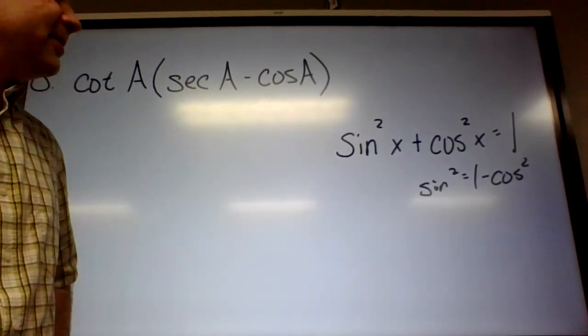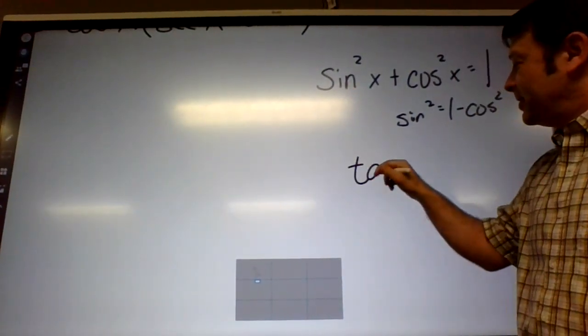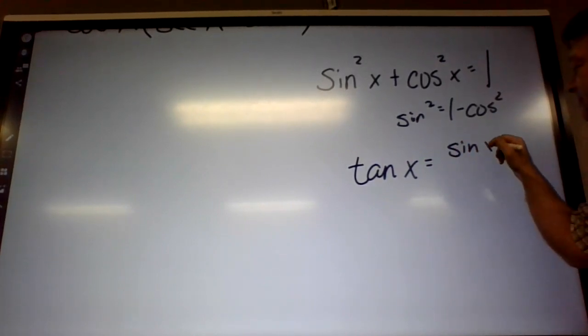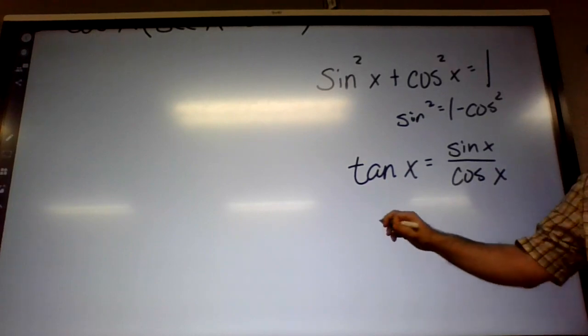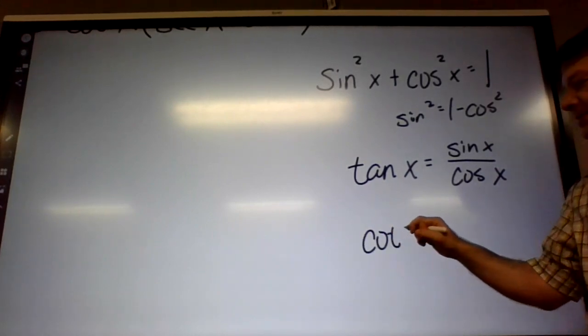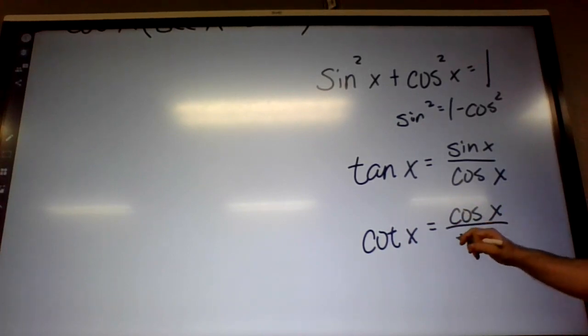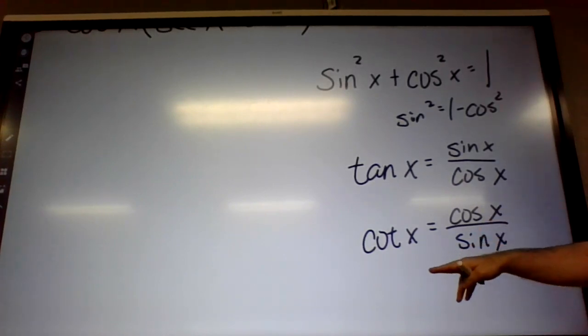All right. Another thing that you'll probably need, this one too. You guys remember what tangent was equal to? Sine over cosine. Okay, which means cotangent equals cosine over sine. Those were the ones that were special, that I said you had to have memorized.